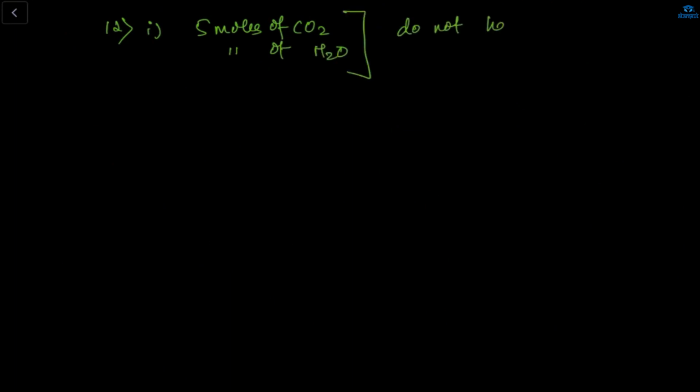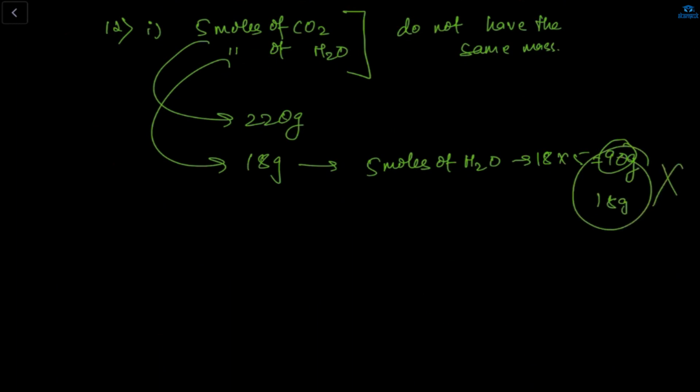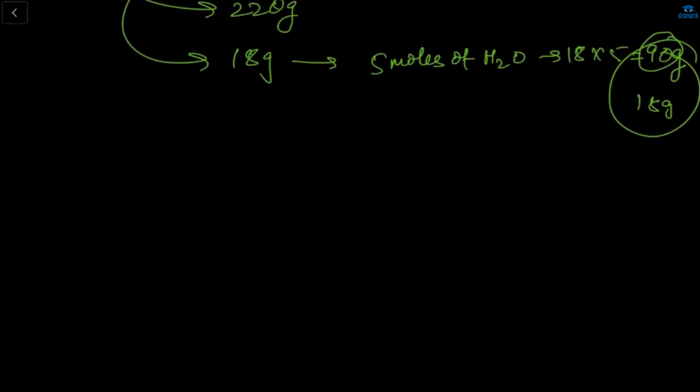Do not have the same mass. Yes, ma'am. So 5 moles of CO2 is equals to 44 into 5, that is 220 grams. And for H2O, the molar mass is 18 grams per mole. And 5 moles of H2O have mass 18 into 5 is equals to 90. So both values are not same. Yes, ma'am. Okay. So the answer is false.